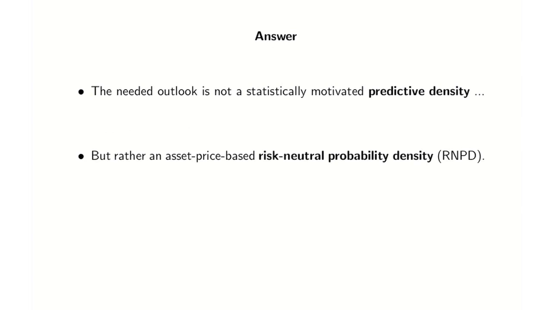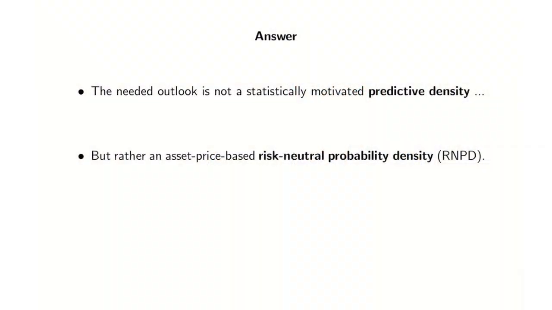And the answer is that the needed outlook is not a purely statistically motivated predictive density that comes out of a statistical model which is attempting to forecast. This is a very sophisticated audience, so I think I can say that when I say statistically motivated, really what's at the heart of that is a different loss function. When people think about trying to estimate a predictive density, they're really trying to minimize a particular kind of loss function. I've got a very specific decision problem in mind here, and so I'm not going to necessarily match up with that loss function in the forecasting exercise. Given the problem I've posed that the policymaker faces, the right answer is that the policymaker should use an asset price-based risk-neutral probability density. It doesn't need to parse out the true probabilities from these prices at all.